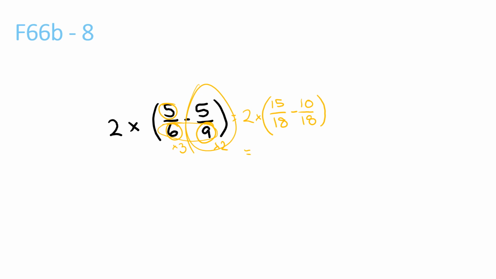Then you do what's in brackets, so 15 minus 10 is 5 over 18. Then you do 2 times 5 is 10, these two here, and then just stay the 18 over. And then 10 over 18 can be simplified to 5 over 9.